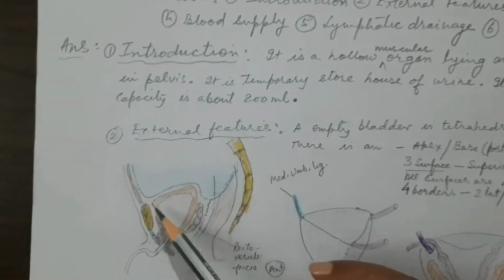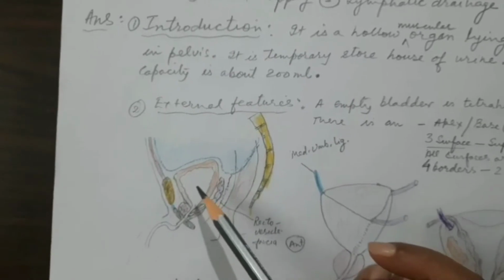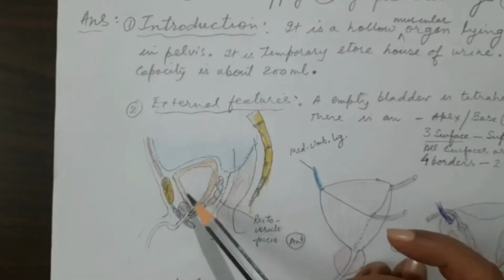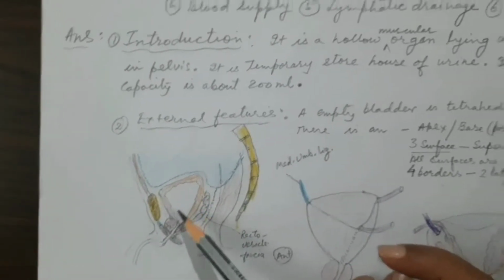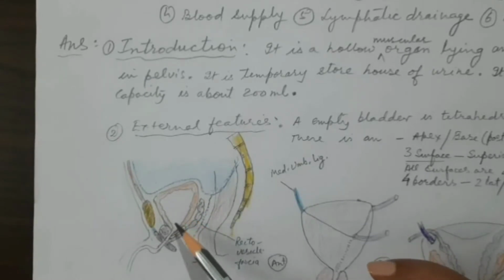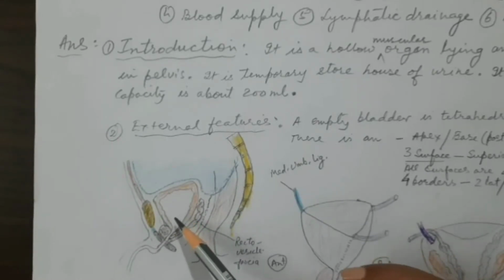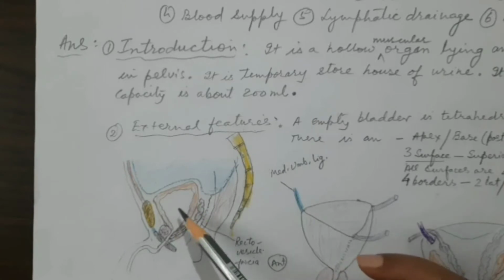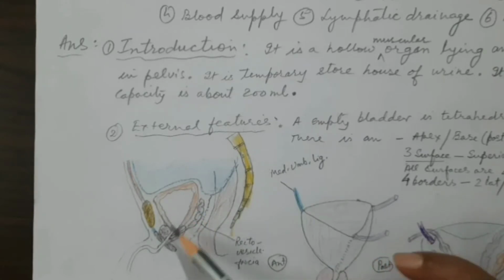Now the urinary bladder, as I said, is a muscular bag, and thus it stores the urine. It is a temporary storehouse. Why temporary? Because after a few hours we have to empty the urine which is filled in the urinary bladder. Urine comes from the kidney, gets collected here, and at regular intervals it is emptied.